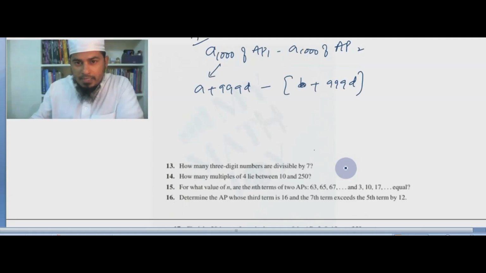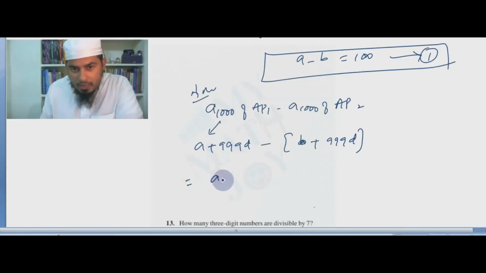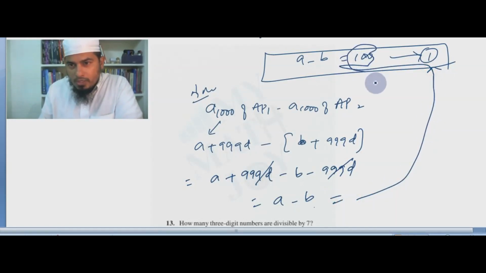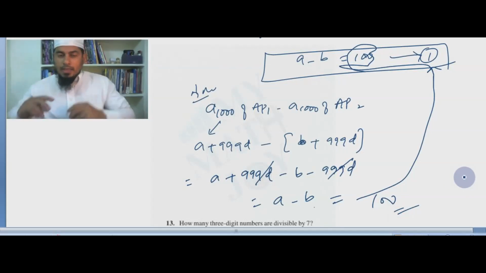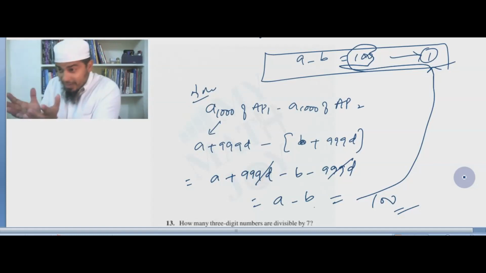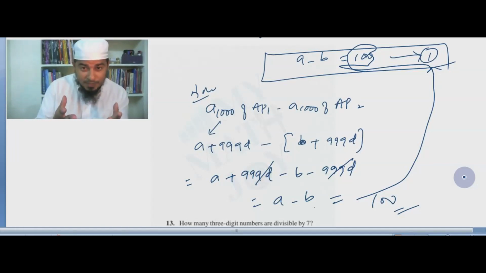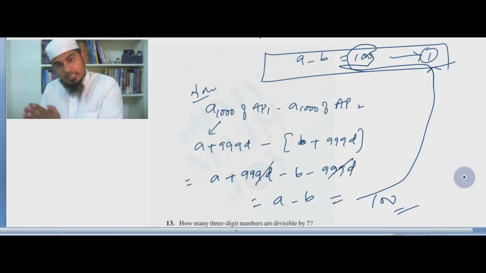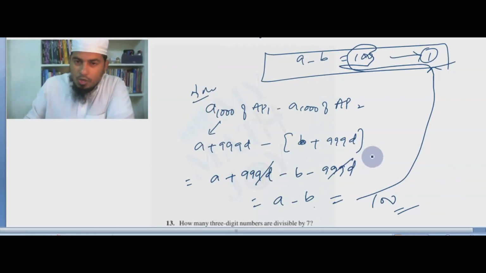If you expand and simplify this, what is going to happen? a plus 999d minus b minus 999d. If you cancel, you will be left with a minus b, and a minus b is actually how much? 100. So he wants to be tricky. Difference between the 100th terms is 100, difference between the 1000th terms is, we would quickly say 1000, but it is not. The difference between the 100th terms is 100, the difference between the 1000th terms is also 100, and the difference between the 1 millionth terms is also 100. That is the answer. Okay, we have understood.